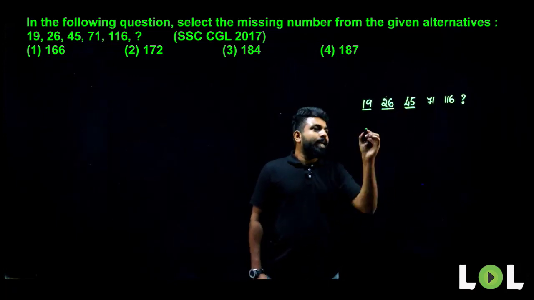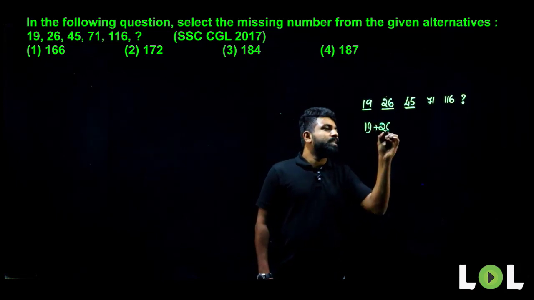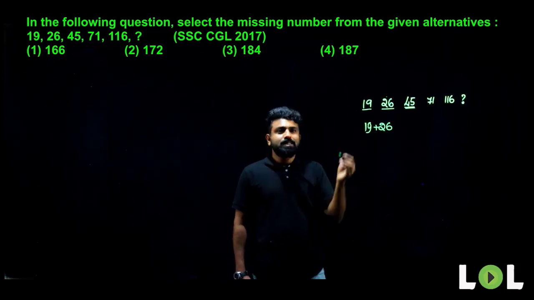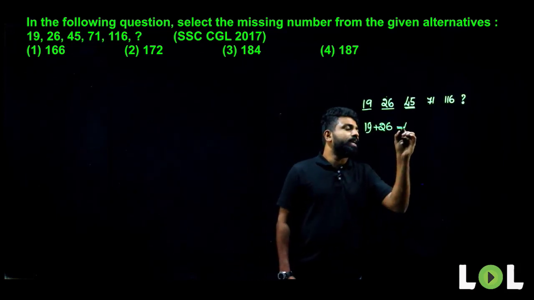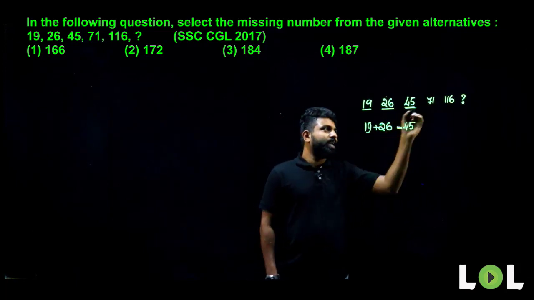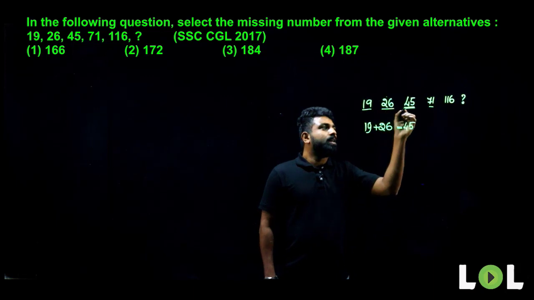So what can I write 45 as? 45 can be written as 19 plus 26. What is 19 plus 26? 26 plus 10 gives me 36 plus 9 is giving me 45. Similarly, what is 71? 71 is my fourth term. It is got by adding my second term and the third term.